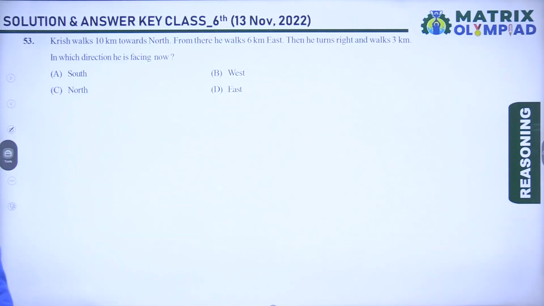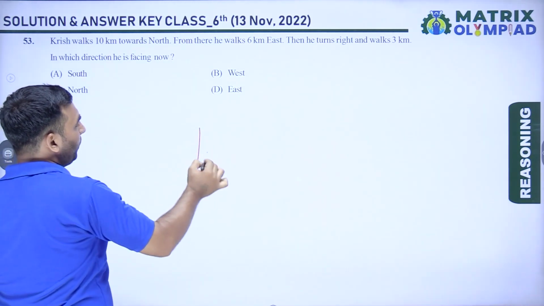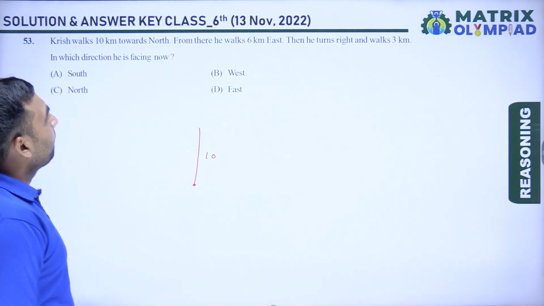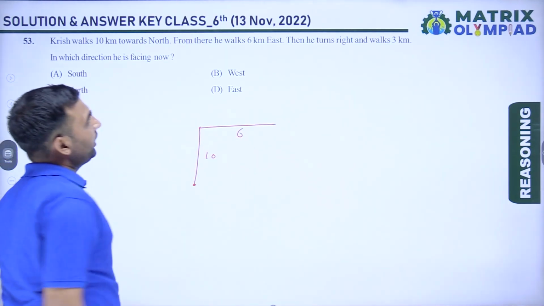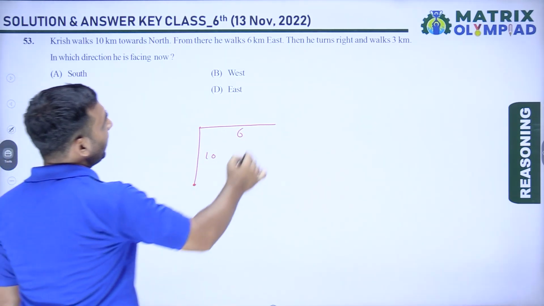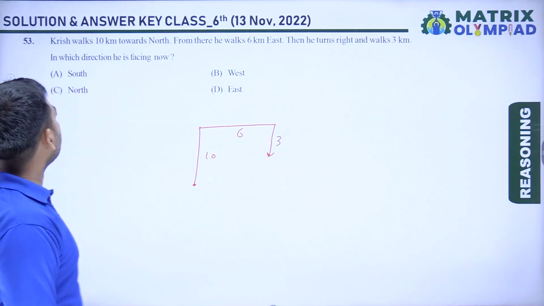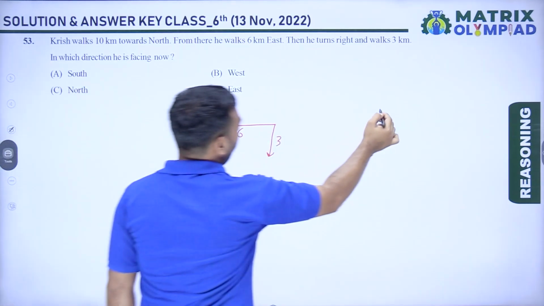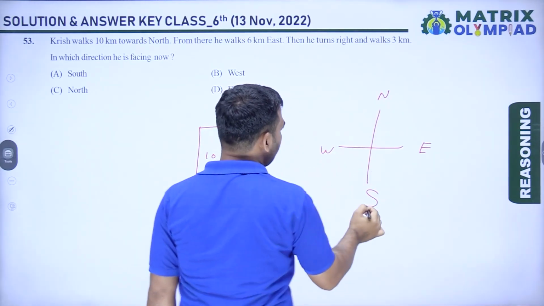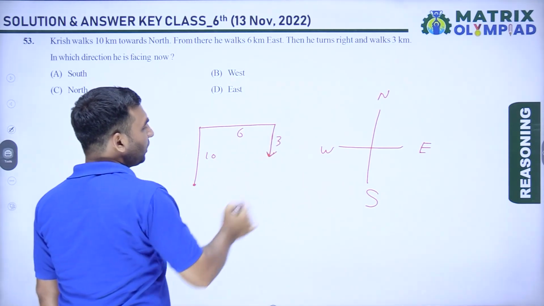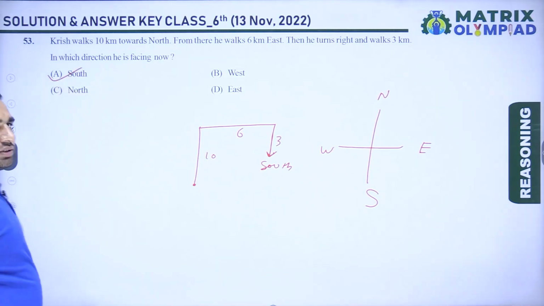Next question is Krishna walked 10 km towards north direction. From there, he walked 6 km in east direction. Then he turns right and walks 3 km. In which direction is he facing now? As you know the directions, this is east, this is west, this is north, this is south. This person goes to south. Our answer is south direction. Option A is the correct answer.